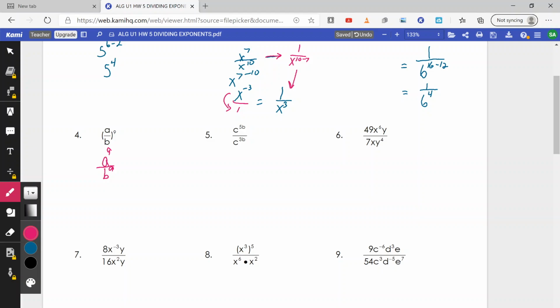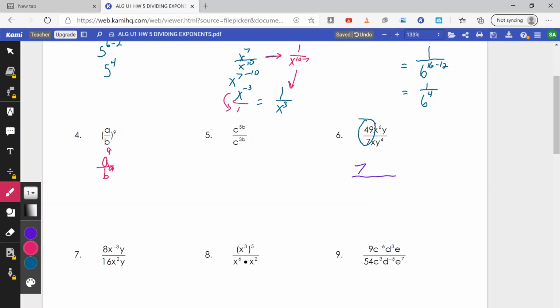Number 5 is the same thing, dealing with the same base, so we subtract our exponents. Number 6, I'll do 6 really quickly because now we are dealing with a multitude of numbers and letters. So we are going to divide like items. So I can divide numbers. Here we can divide 49 by 7. 49 divided by 7 gives me 7. And because I have so much going on, I'm going to put a line here as if I'm dealing with a fraction. So 49 divided by 7 is 7. It's got a positive exponent of 1, so it's going to go on top.